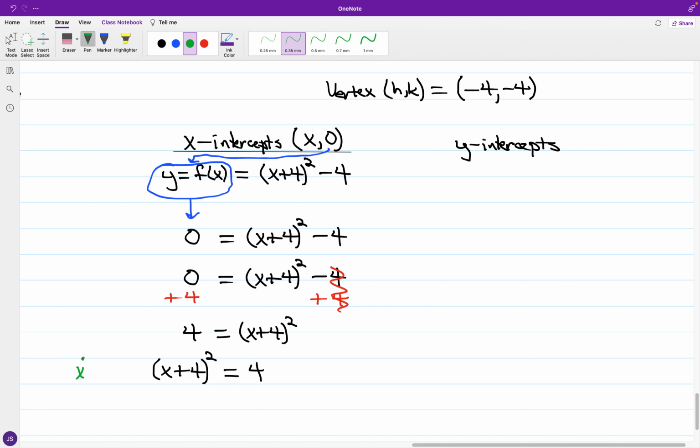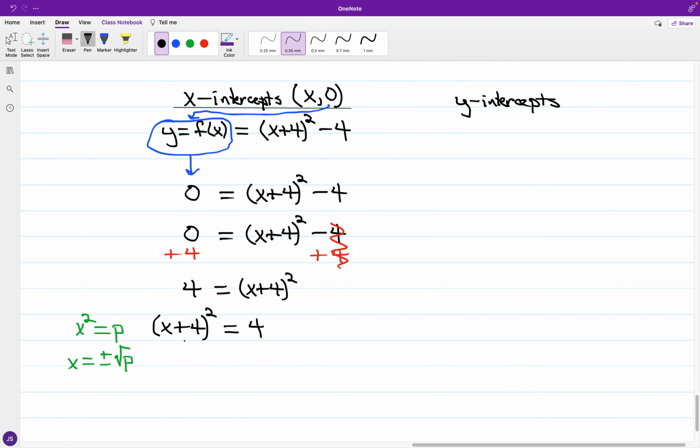Again, just with the square root property of equality. Again, if you have x squared equal to a constant, you have that x is equal to plus or minus the square root of that constant. Okay, so just on the same note here, going from the square of x plus 4 to x plus 4, you have plus or minus the square root of 4.